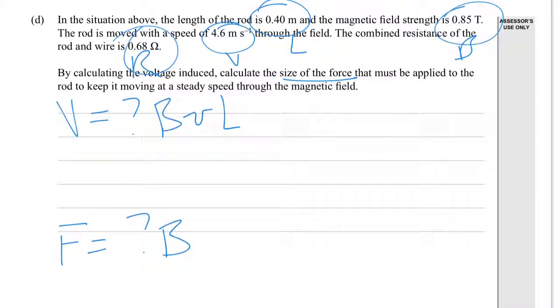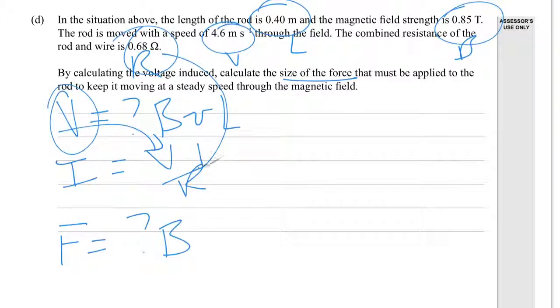Hang on, hold on, I'm going to pause and think. Okay, I was heading in the right direction. I was just trying to get my brain in gear. So once we've got V equals BvL, we can work out the current passing through it that's being induced because of the induced voltage, I equals V over R. So we just take that value of V, put it in there, take the value of R given to us there, and then now we can use F equals BIL.